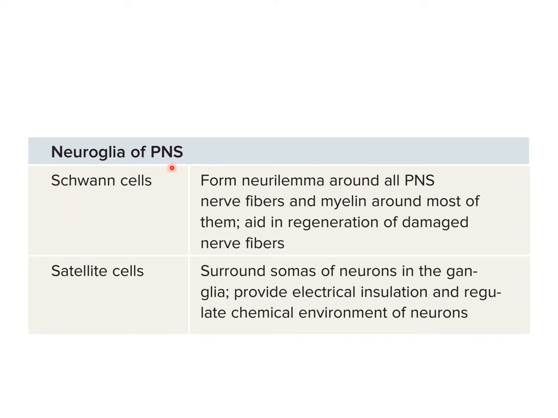Then neuroglia of the peripheral nervous system: first of all, Schwann cells form the neurolemma around all peripheral nervous system nerve fibers and myelin around most of them, and they aid in regeneration of the damaged nerve fibers. And satellite cells surround the soma of the neurons in the ganglia, and they provide electrical insulation and regulate the chemical environment of the neurons.